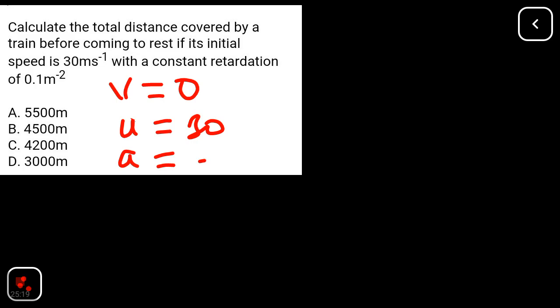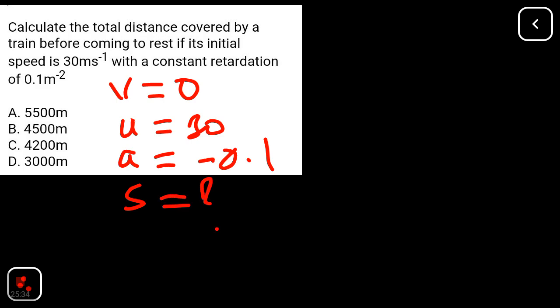So now, next is to calculate the total distance covered by a train before it comes to rest. So it's coming to rest, telling you that final velocity is 0. Please, I think this thing is easy. So its initial velocity is 30. With a constant retardation, they tell you constant retardation. So you put a equals negative 0.1. Remember, retardation is negative, so acceleration is negative 0.1. You're asked to calculate the total distance, so s equals unknown.